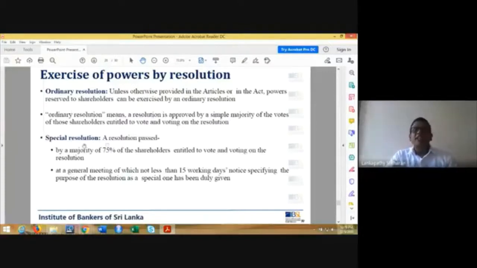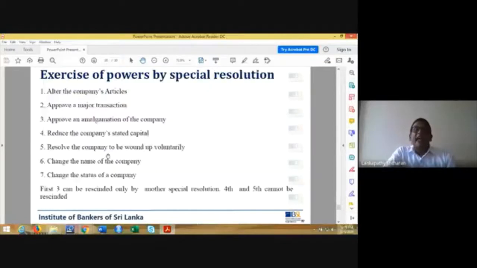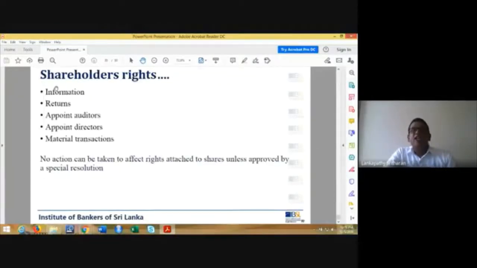But a special resolution, of course, has to be approved by a majority of 75% of the shareholders entitled to vote. And then we have seen what things require a special resolution, and in what circumstances we have to obtain a special resolution. And finally, we have seen the shareholders' rights. I think these are the things we have discussed in today's class.